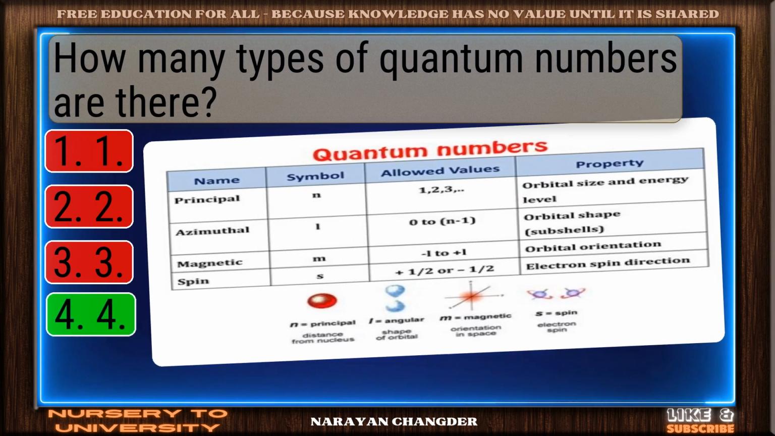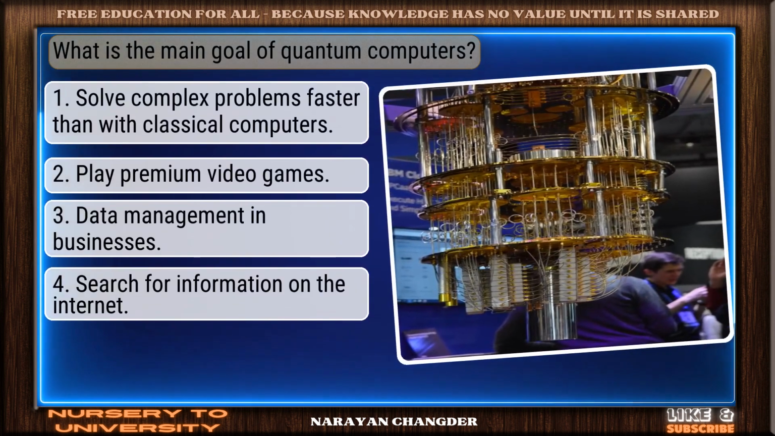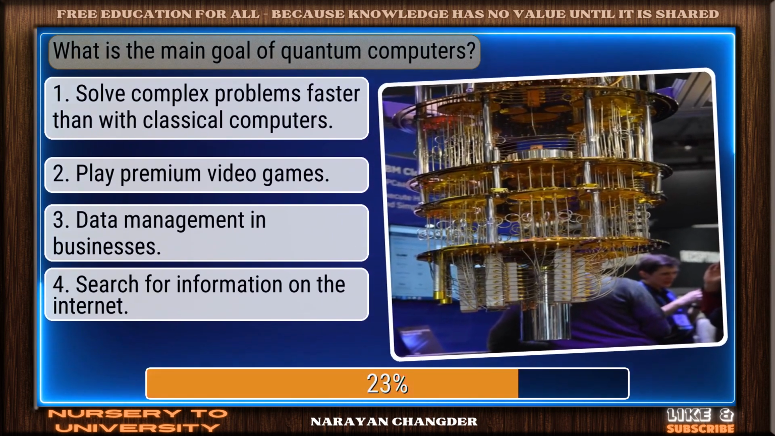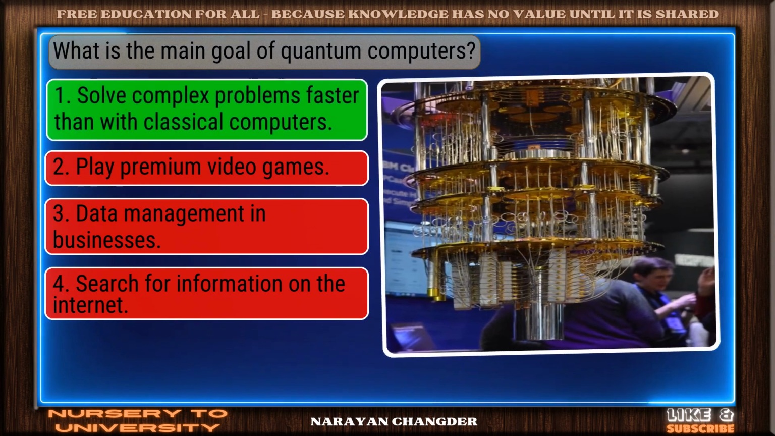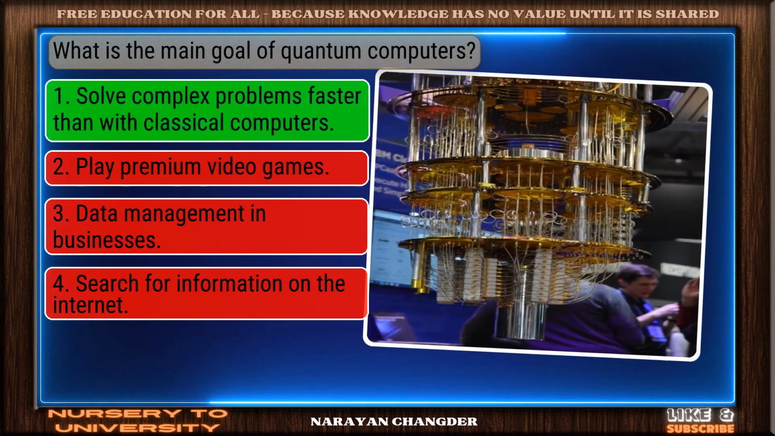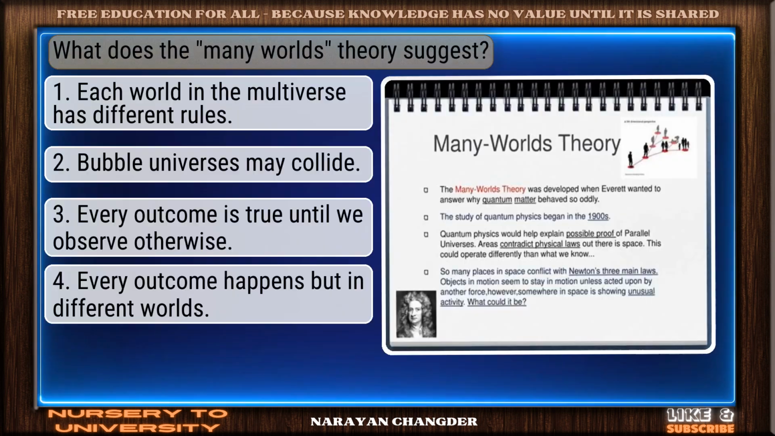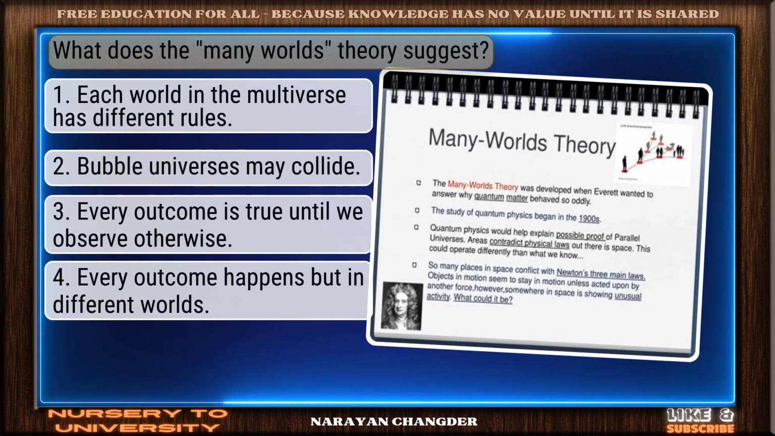You're right. 4 is the correct answer. Question number 40. What is the main goal of quantum computers? Nice work. You chose solve complex problems faster than with classical computers, and it is correct. Question number 41. What does the many worlds theory suggest?